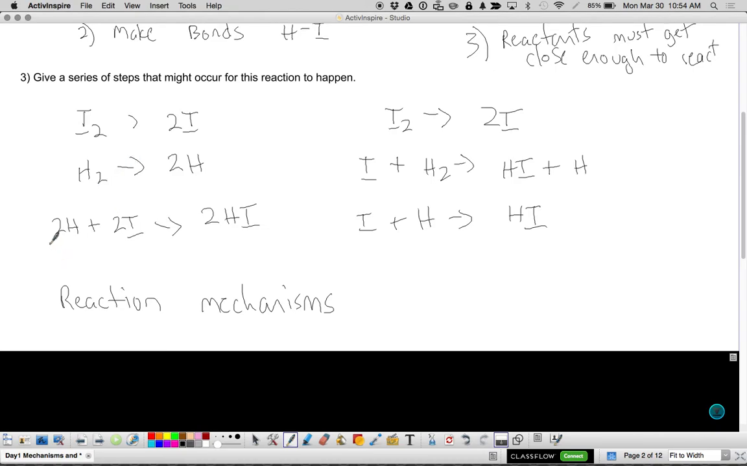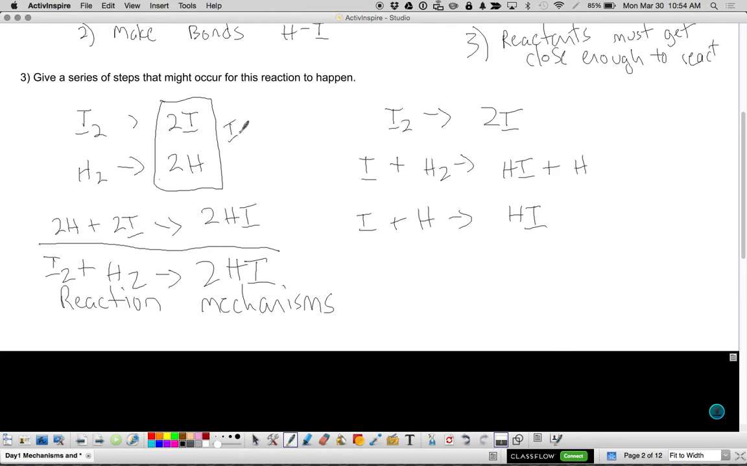Okay, so if I look at this equation, and I add these steps up like we did for Hess's law, you'll see that the hydrogen atoms cancel out and the iodine atoms cancel out, and I'm left with the overall equation. That's really what we're looking for. Now these show up in the steps of a mechanism, but don't show up in the overall. Okay, and we call these intermediates.